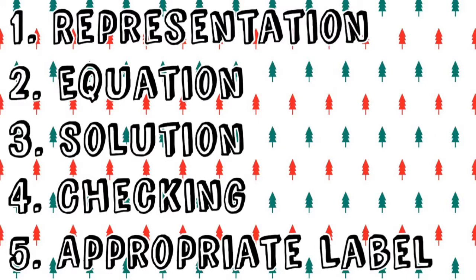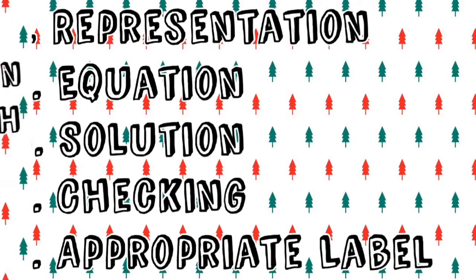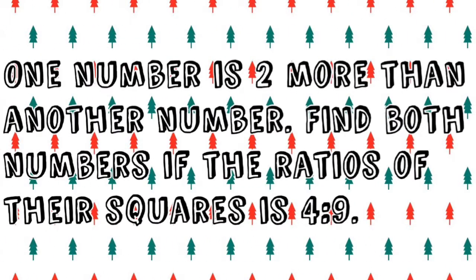The fourth step is to check, obviously, if our final answer is correct using the previous equation and substituting the value. The fifth is the appropriate label. Always use the appropriate label when putting down the final answer to your problem. Now, let us use these steps in an example.